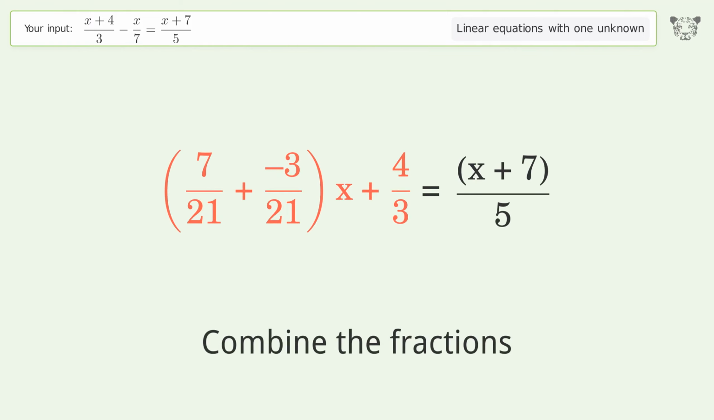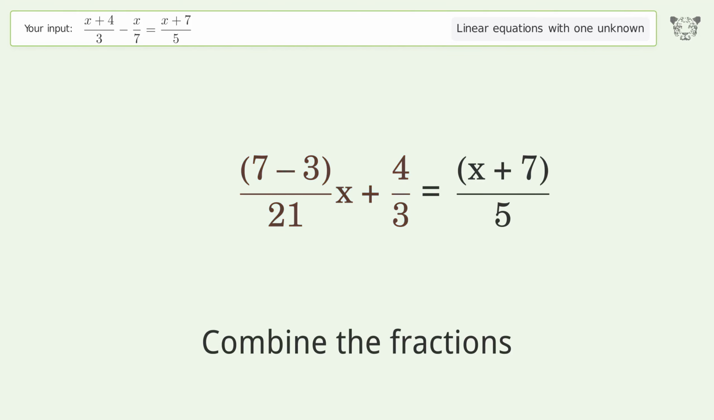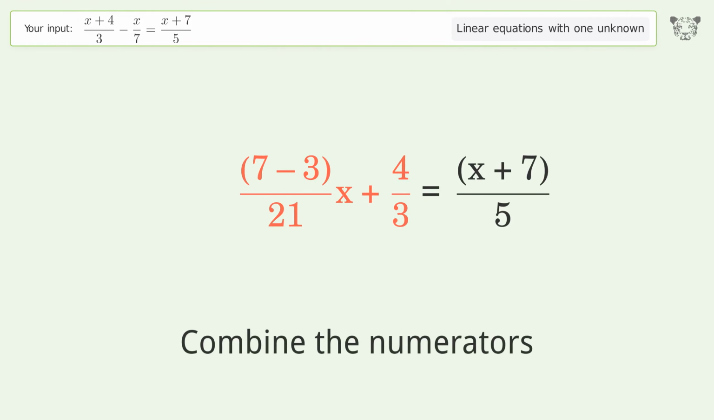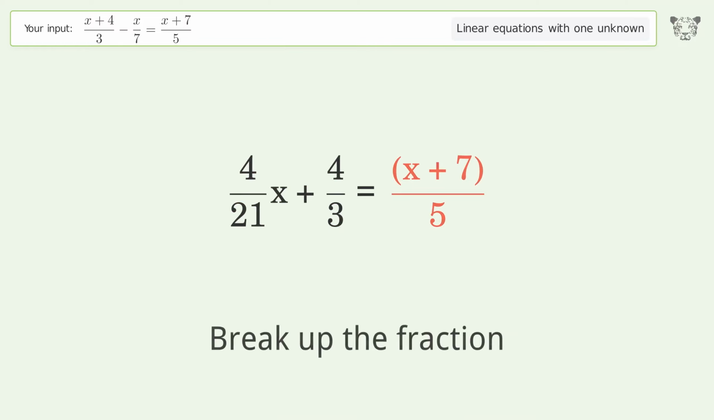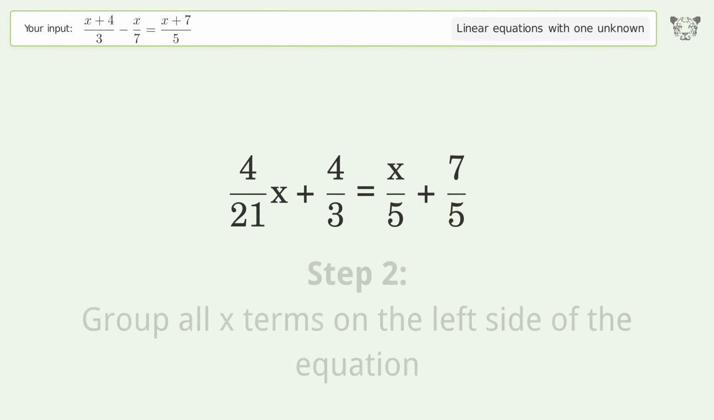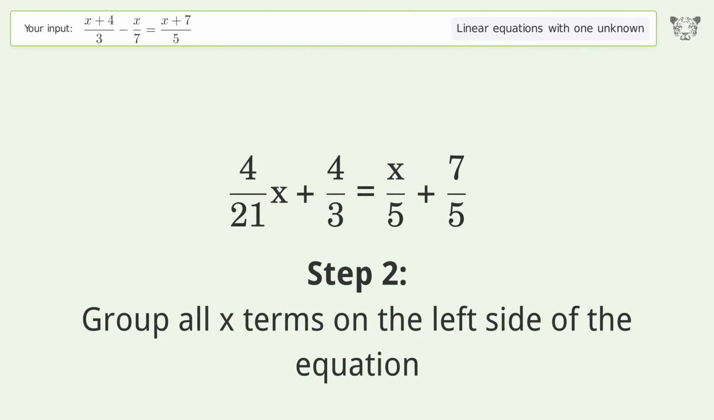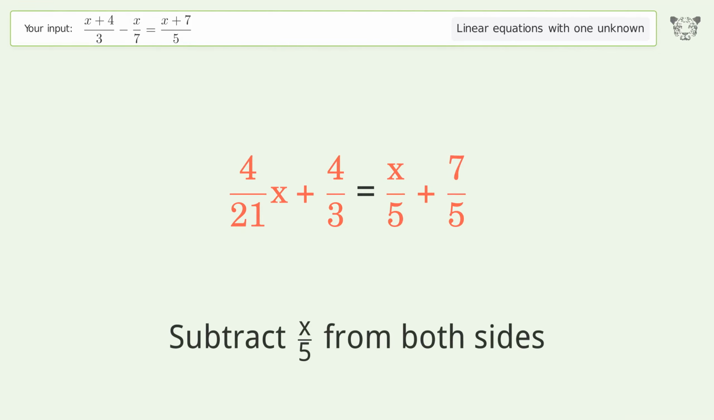Combine the fractions. Combine the numerators. Break up the fraction. Group all x terms on the left side of the equation. Subtract 10/5 from both sides.